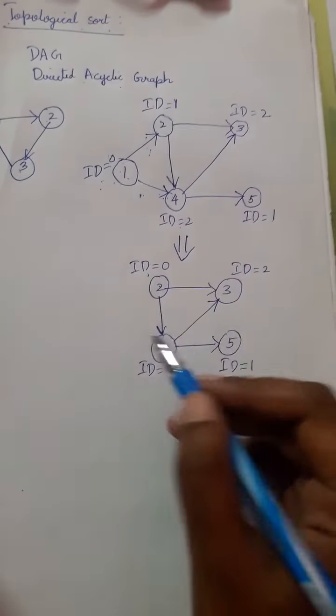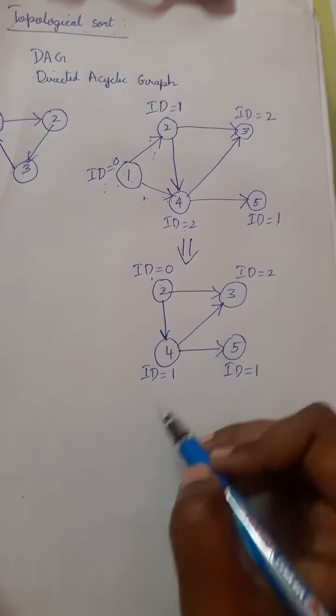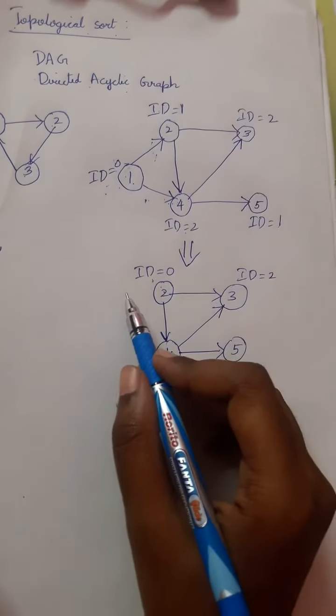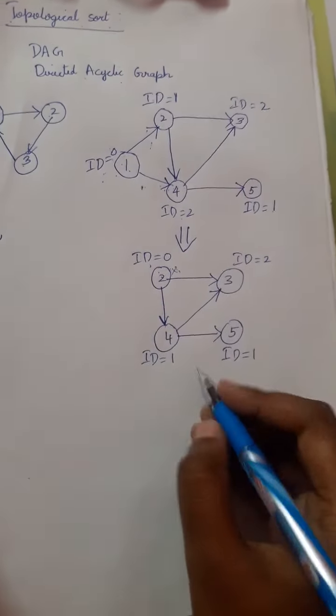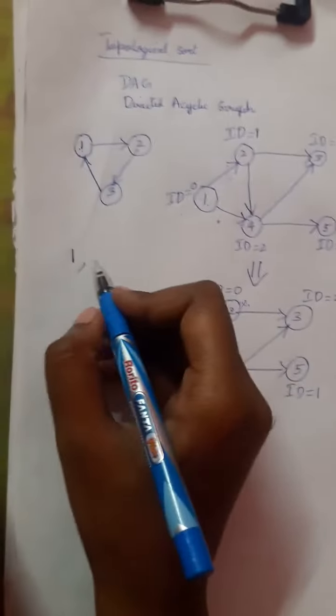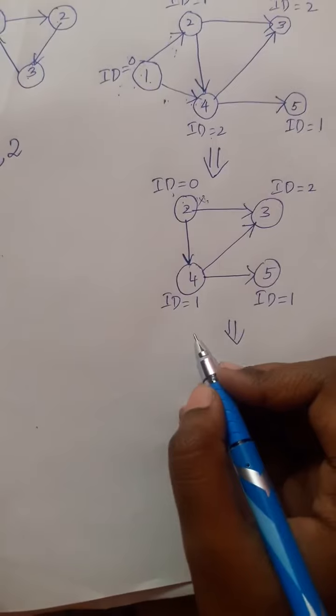Next step, which has the minimum in-degree? 0, 2, 1, 1. Which is the least one? 2 has the minimum in-degree. So I am going to eliminate 2. Next to the 1, I write 2 in the result. Now I will eliminate 2.